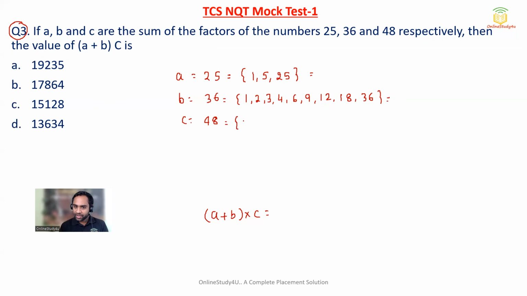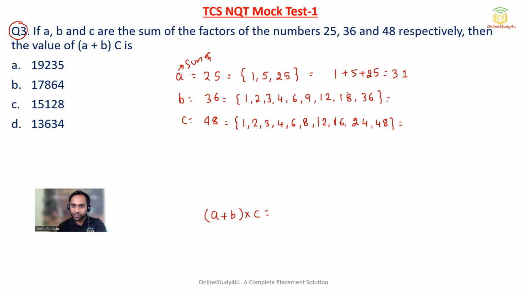Similarly, 48. It will be divisible by 1, 2, 3, 4, 6, 8, 12, 16, 24, and 48. So these are the factors of 25, 36, and 48. Now, a is nothing but the sum of factors. So sum of factors means what? 1 plus 5 plus 25. So this will be nothing but the sum of factors, which will be 31.